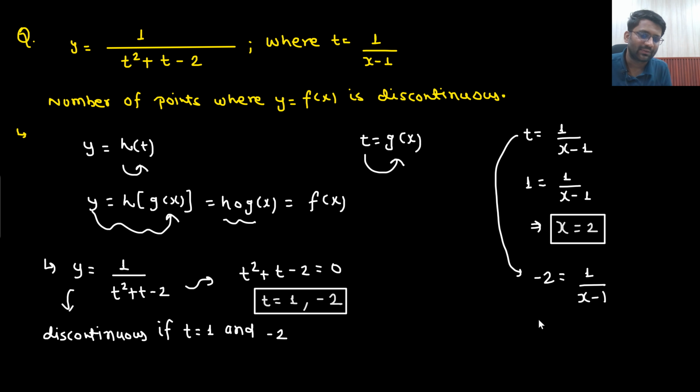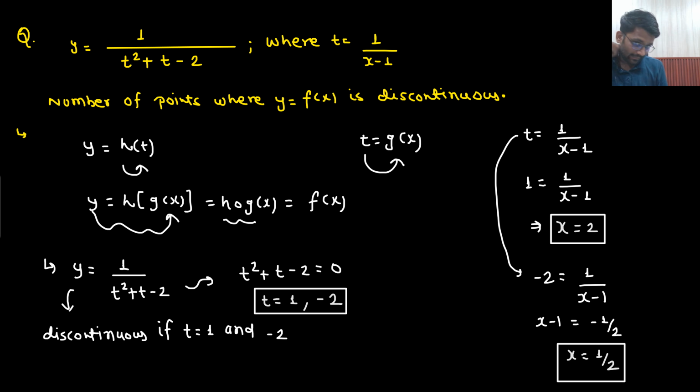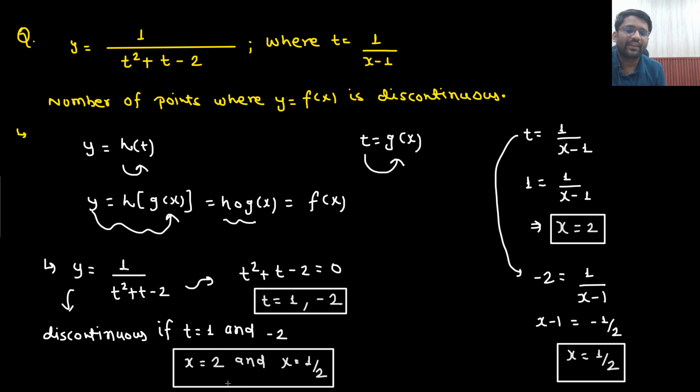Let's solve it. X minus 1 will be equal to minus 1 by 2. So the value will come out to be x equals 1 by 2. Say yes or no. So it will be discontinuous if t equals 1 and t equals minus 2. T equals 1 means x equals 2. And t equals minus 2 means x equals 1 by 2. So these are the points of discontinuity. Basically, I need to find out when y will be discontinuous. So y will be discontinuous if t equals 1 and t equals minus 2.